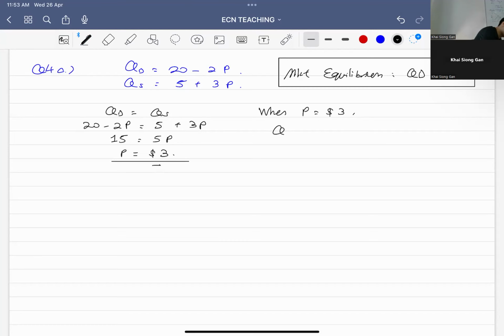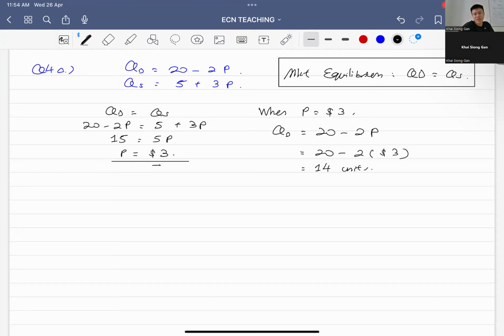Let's say I substitute into the demand equation. 20 minus 2p equals 20 minus 2 times 3. So it will be 14 units. Let's see if the answer is correct. 3 and 14. Yup, 3 and 14. Correct.